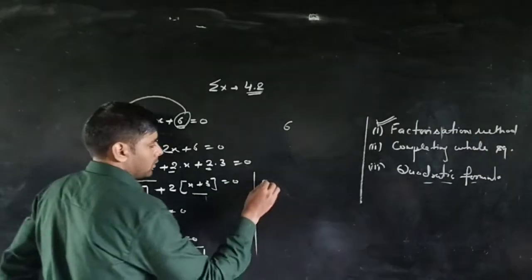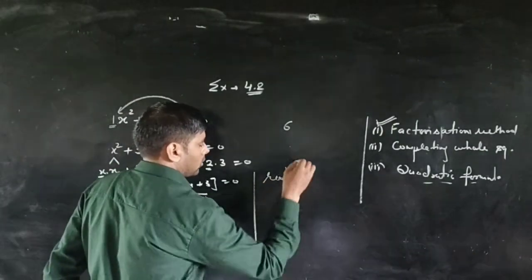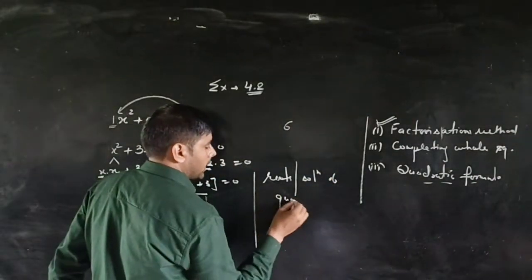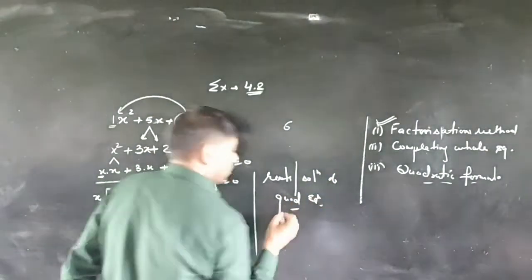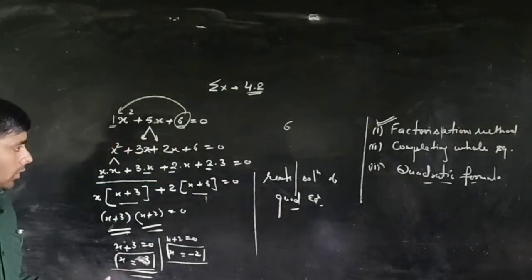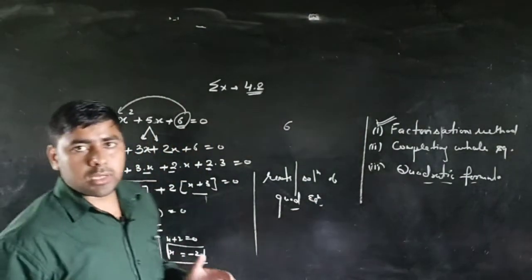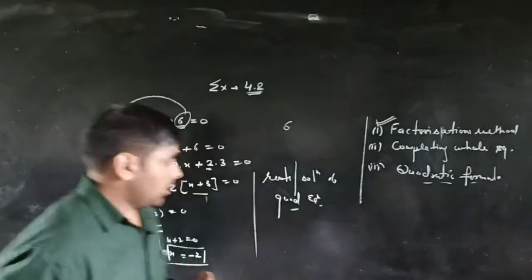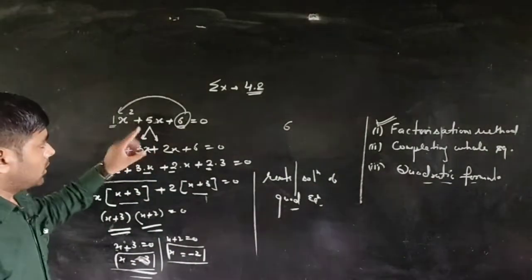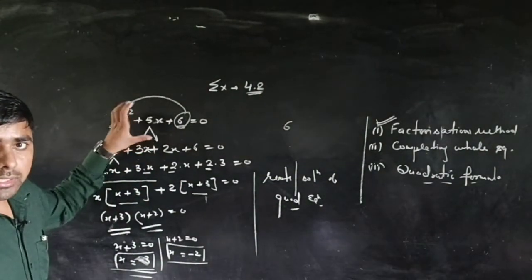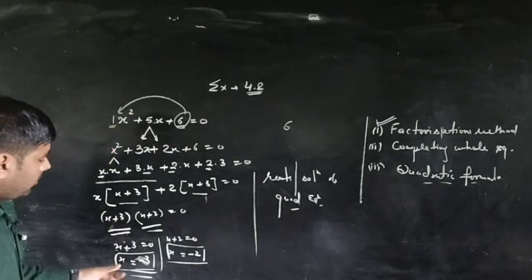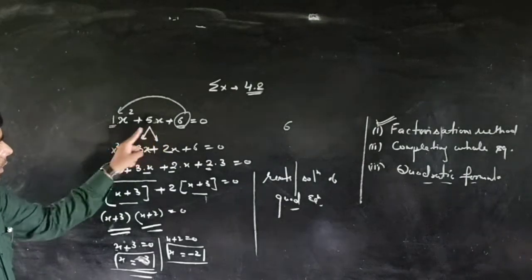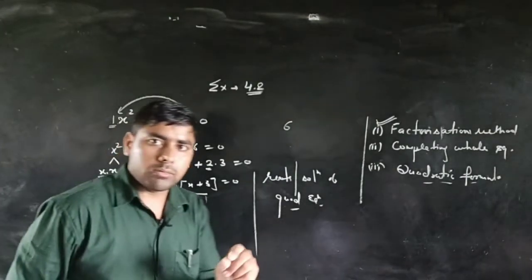of the given quadratic equation. You can understand from here what solutions or roots are: those values of the variable x which make the equation true. If we put x equal to minus 3, then it will make the equation equal to 0.